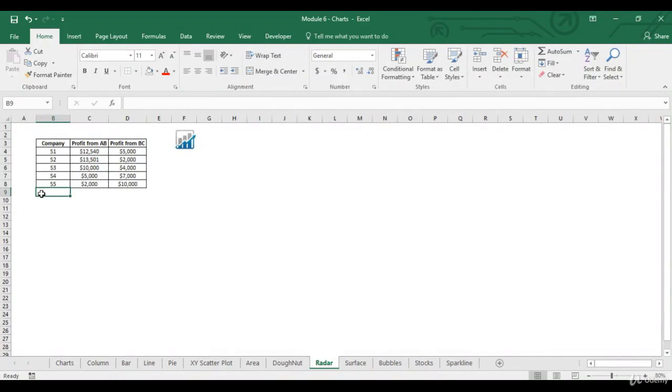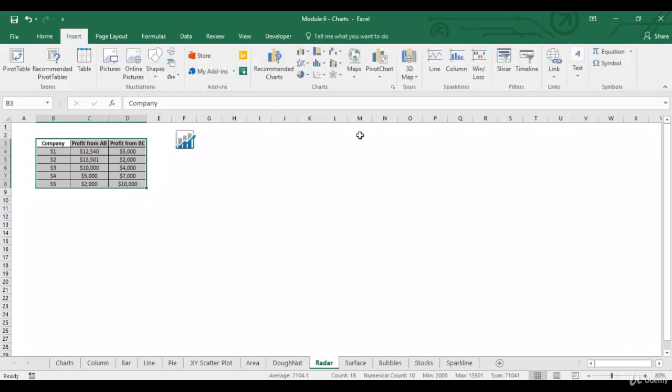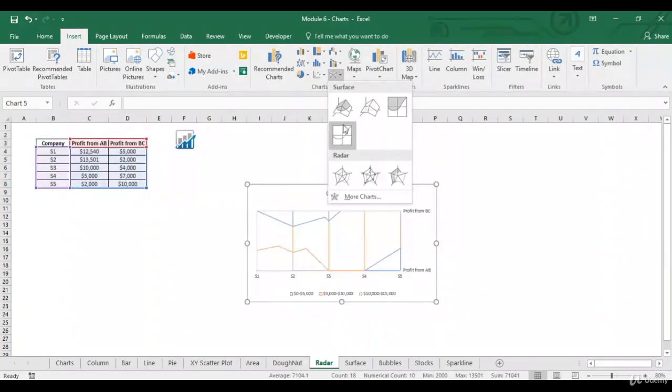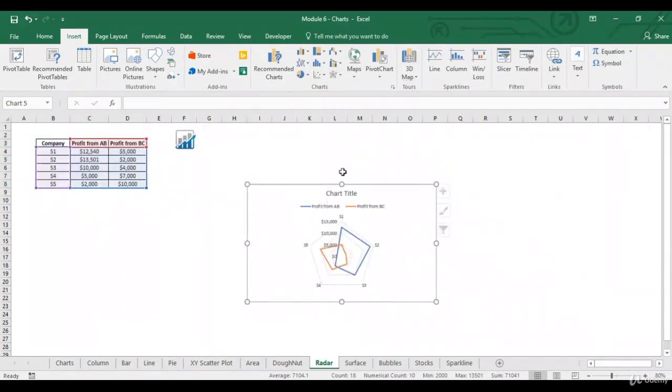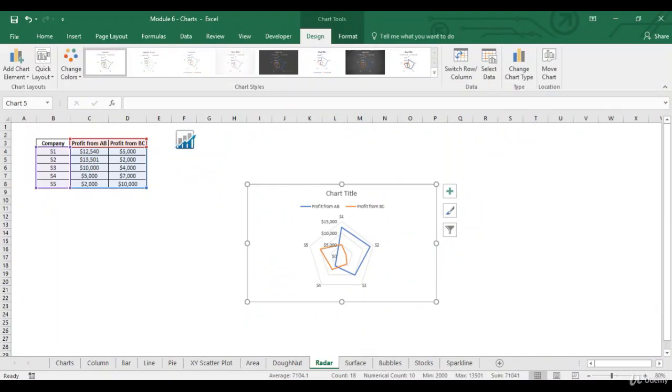Again, this chart displays values relative to a center point. It has a separate axis for each category, which extends from the center of the chart to the border. Again, I'm taking the same example over here. Insert. Let's just do a radar chart. Let's just zoom in a bit.